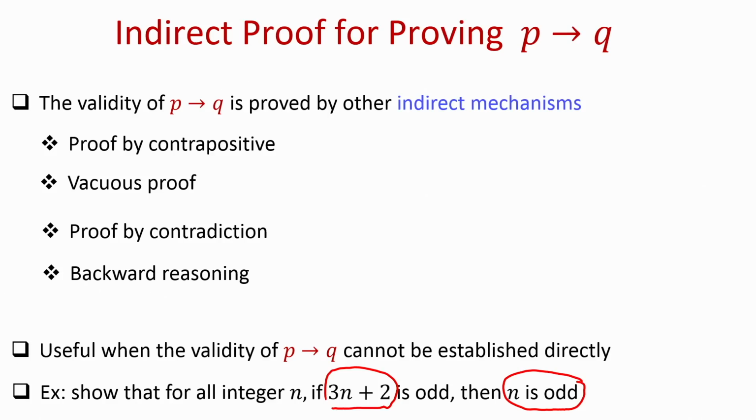Because if I start with a direct proof method, I will say let 3n plus 2 be odd, where n is arbitrarily chosen. Then you can say that 3n plus 2, since it is odd, is some 2 times k plus 1, and after that I do not know how to proceed and come to the conclusion that n is also odd. My proof might become very complicated.